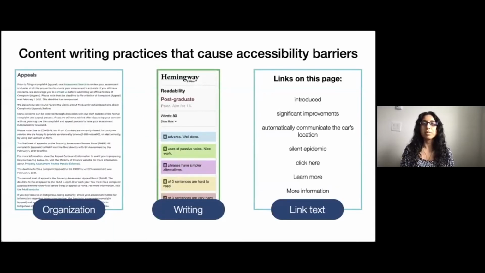So I'll be talking about these 3 content writing practices that might be causing accessibility barriers for your users. And so the first one here is poor content organization on the page. So let's take a look at a couple of examples.